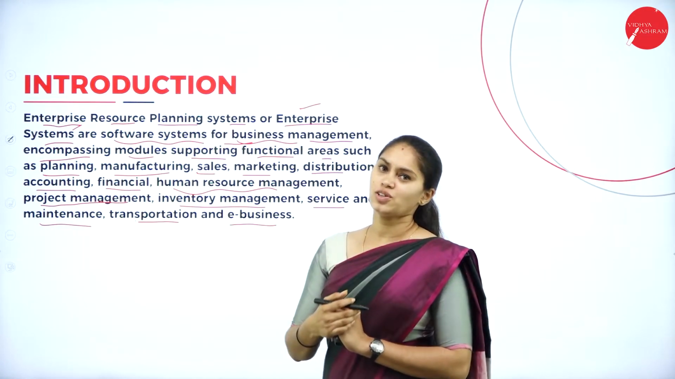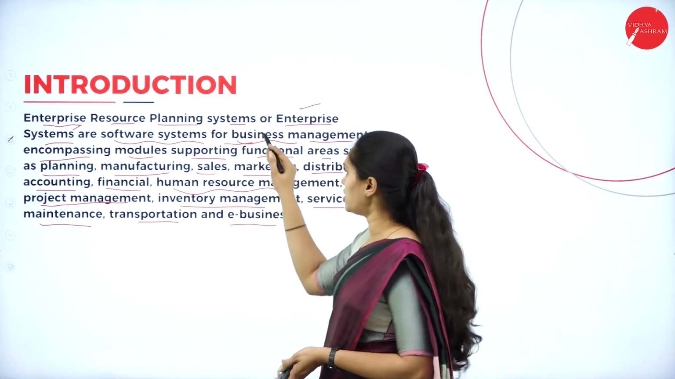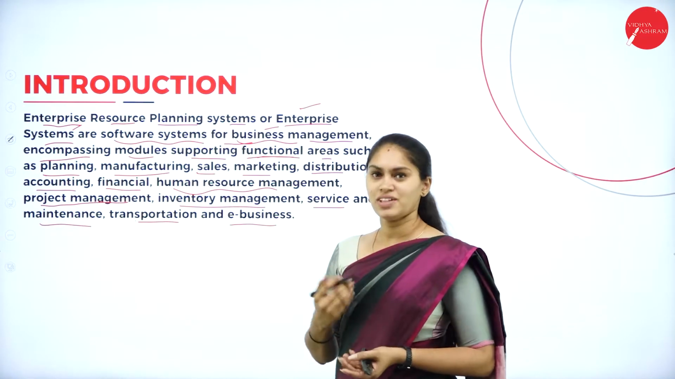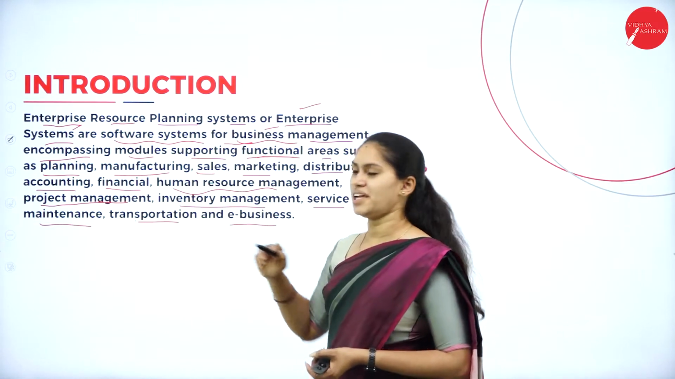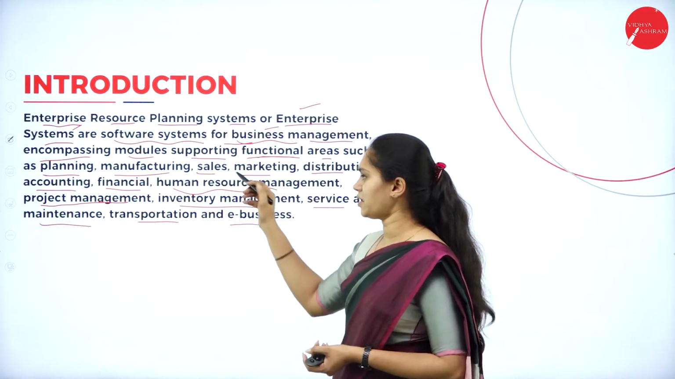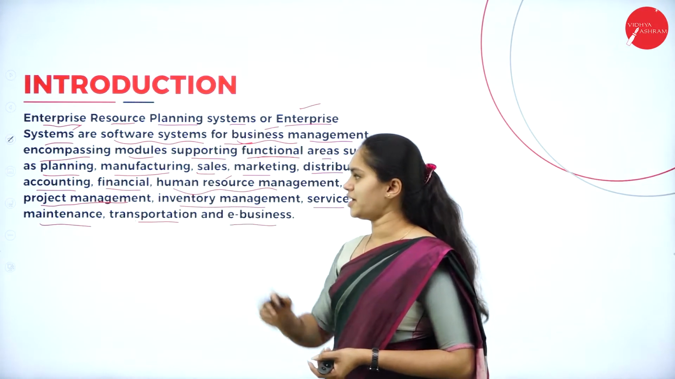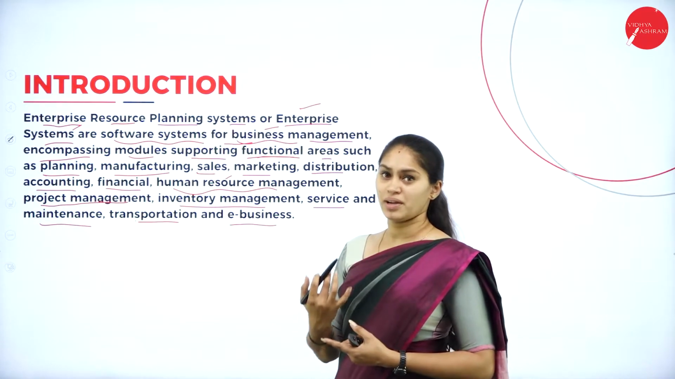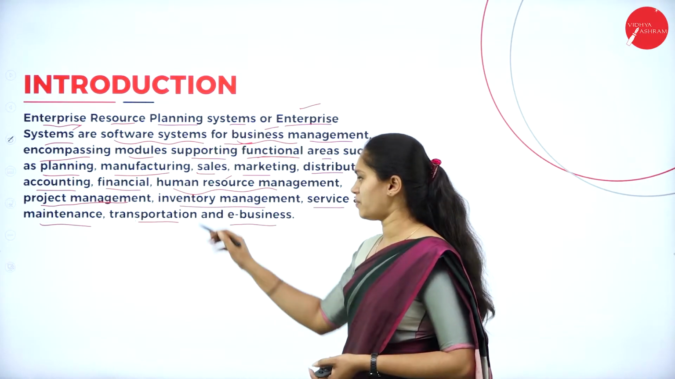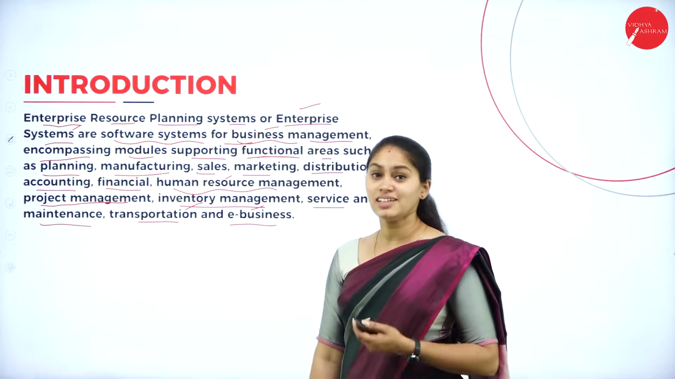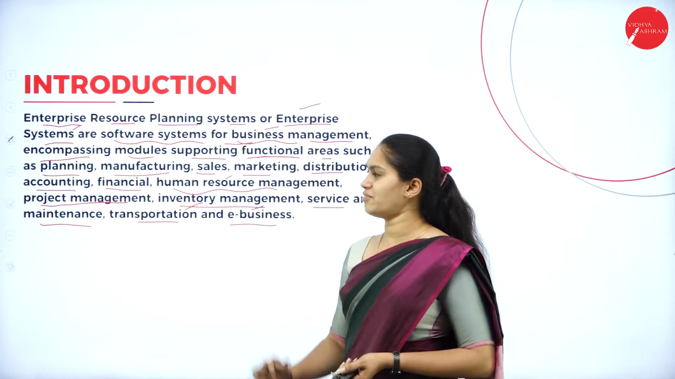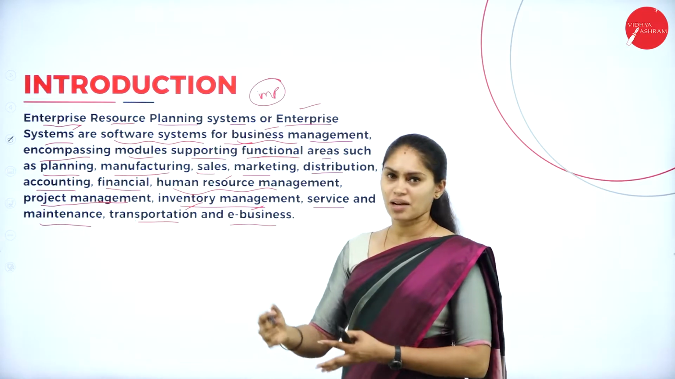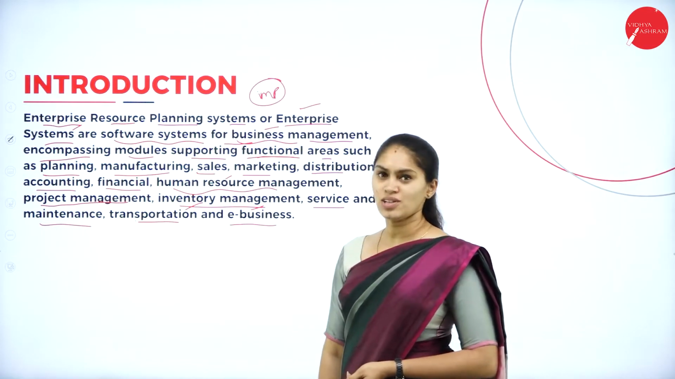So this ERP, or enterprise software, is a system software. It helps in business management, and it supports areas like sales, marketing, manufacturing, planning, developing, human resource management, financial accounting, and also inventory management, project management, planning management, transportation, as well as e-business. So this is the definition of ERP, and this is also important: define ERP or define Enterprise Resource Planning.